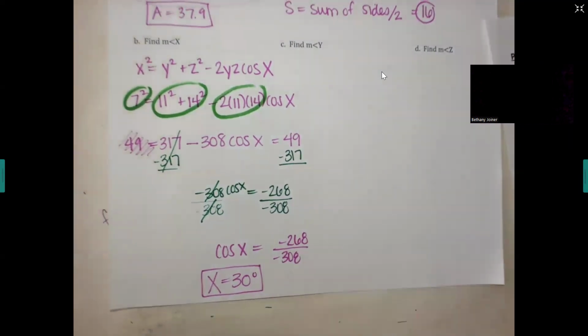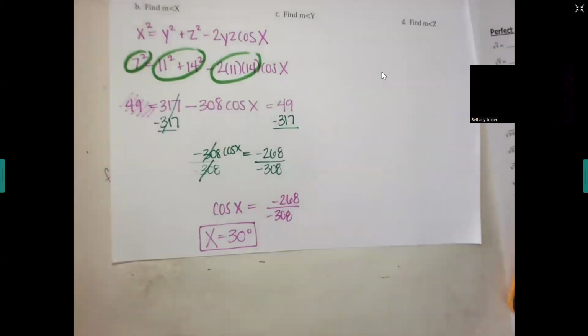Now, if you are asked to find angle Y next, yes? Okay, if you are asked to find the next angle, do you need to do law of cosines again, or do you have partners now? You have partners now, correct.